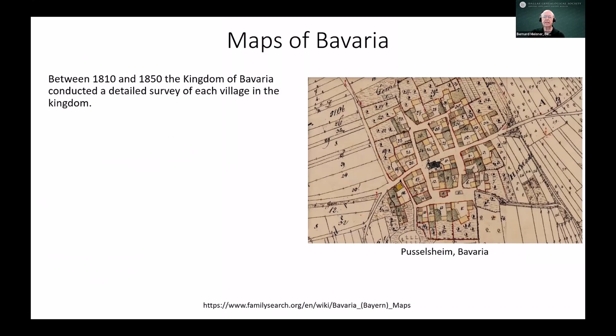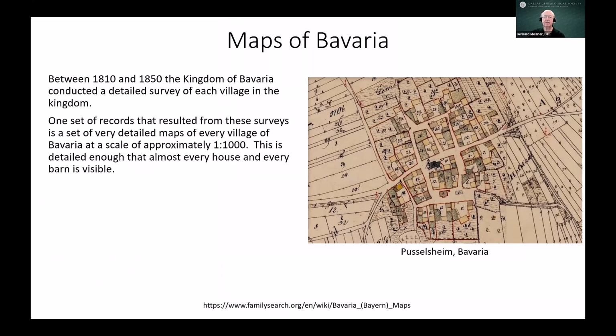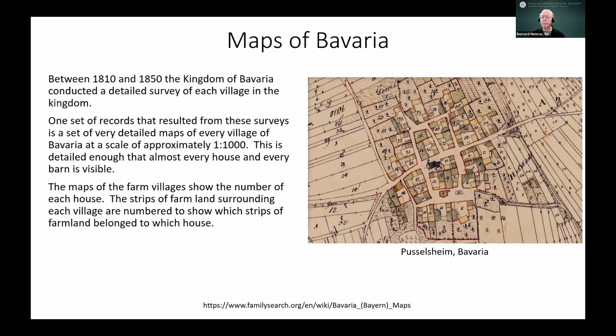Between 1810 and 1850, the kingdom decided to do a detailed survey of every village and map it at very high resolution, scale about 1 in 1,000. So as you can see in this example here from my Pusselsheim, you can see just about every house, every barn, and you notice they're numbered, and then the town is in the middle of all the farmyards. They're all numbered, so you can see which field belongs to which house at that time.